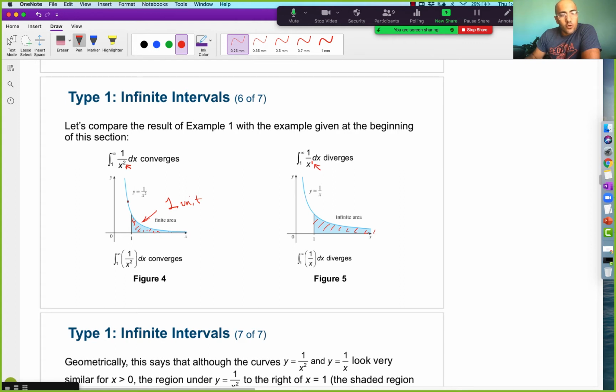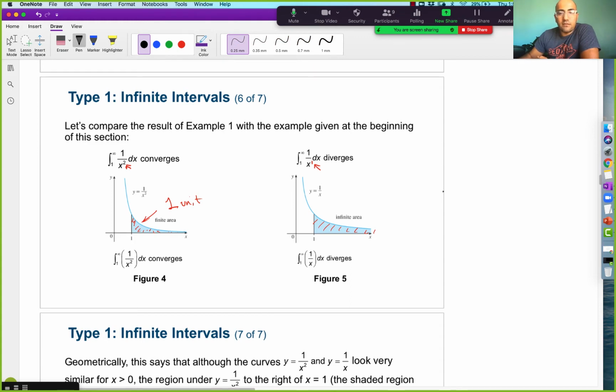Good. So it's important to note that the difference is that this function squeezes toward the x-axis fast enough to be able to trap out an area. This one does go toward the x-axis, but in a much slower way, and it allows too much area to be trapped in between here, and so it has an infinite amount of area. So here's a case where it not only matters that the function squeezes down to the x-axis, but it has to go there fast enough.